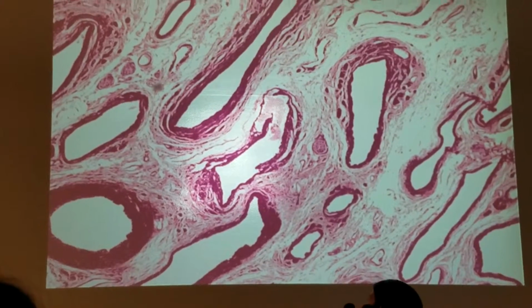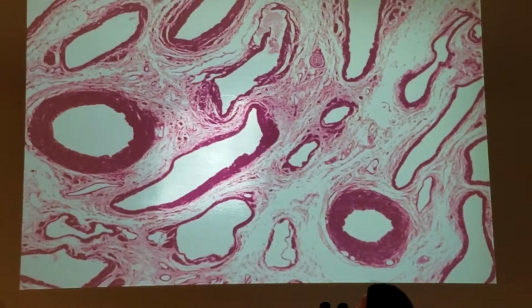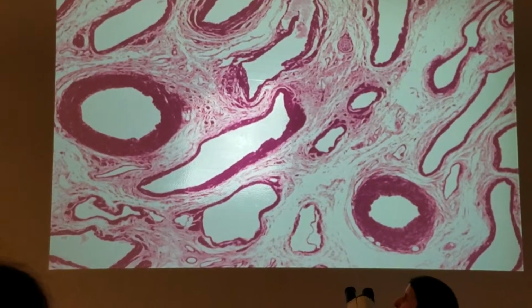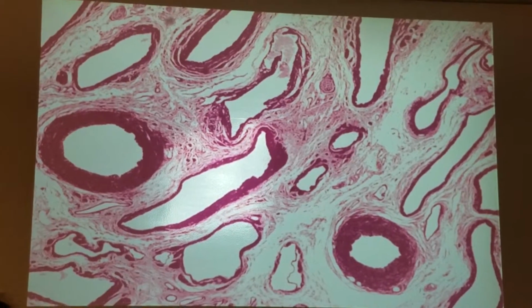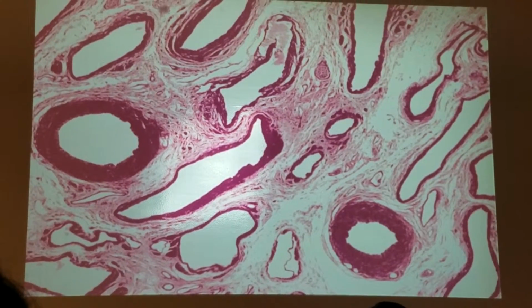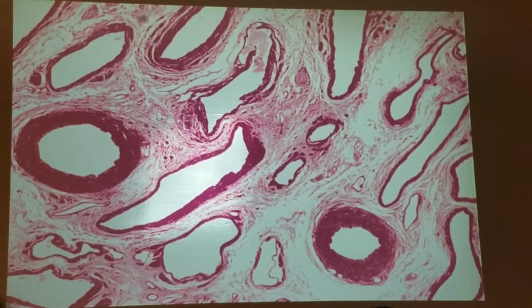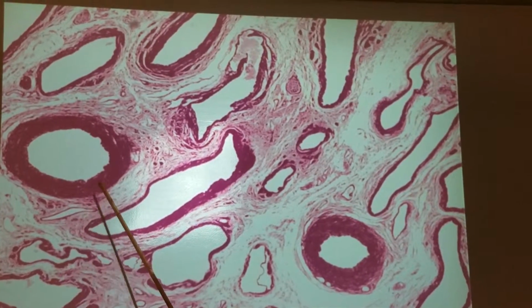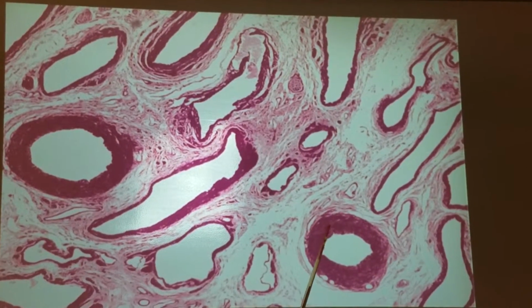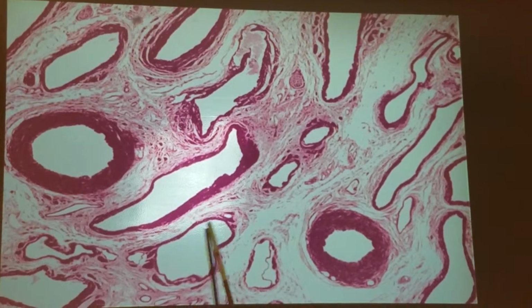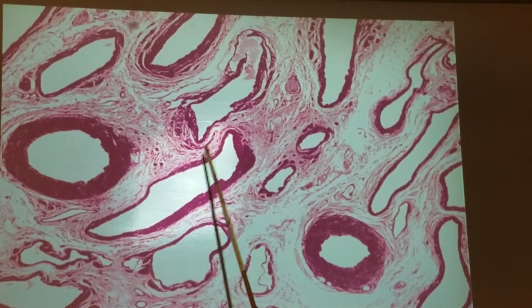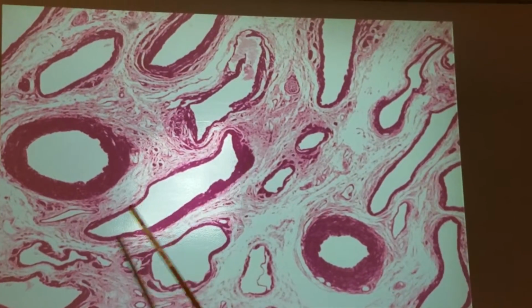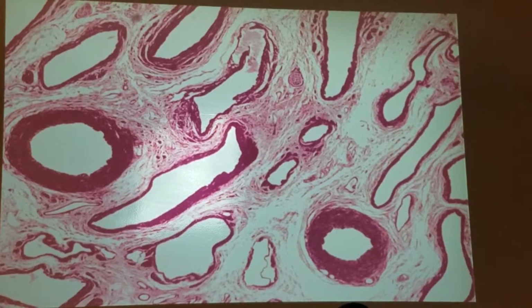All right, so do you see more than one of each? Yes. Okay. How many arteries do you see? Two. Very good. This one and this one would be our arteries. All the rest of these are veins. Again, they're elongated, not very circular. Those would be our veins.